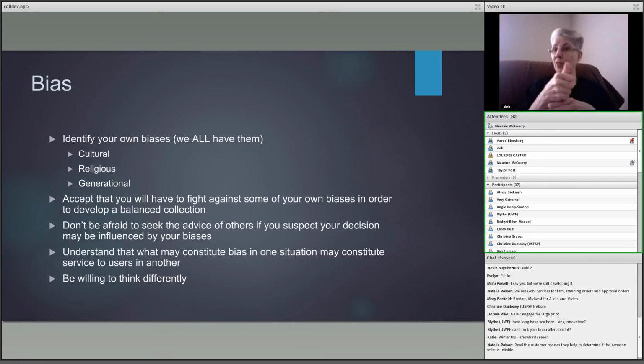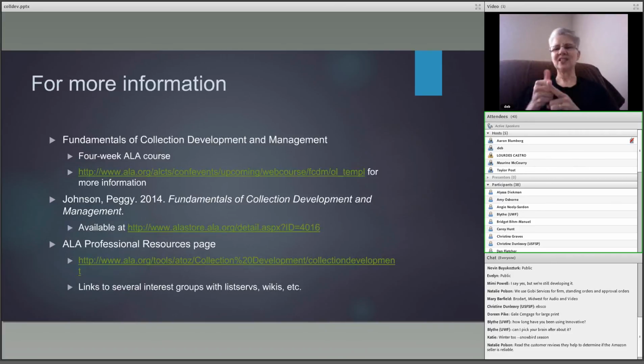And I would say understand that what may constitute bias in one situation may constitute service to users in another. This is kind of the same idea: the things that I am biased towards in a way can be helpful to keep this collection balanced. And so I would say use those biases, but definitely be aware of them and fight against letting them overtake your decisions. Be willing to think differently. Be willing to think as all of your constituents do, as all of your users do, not just as one group of them do.